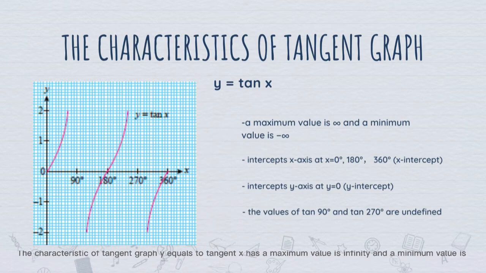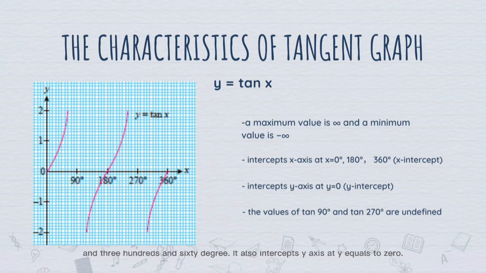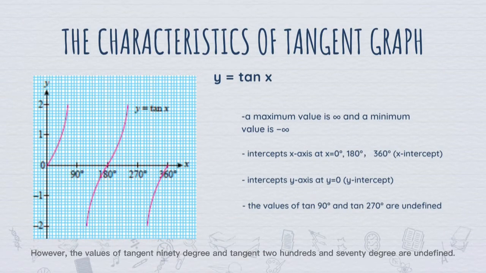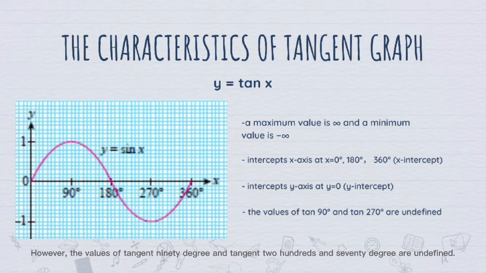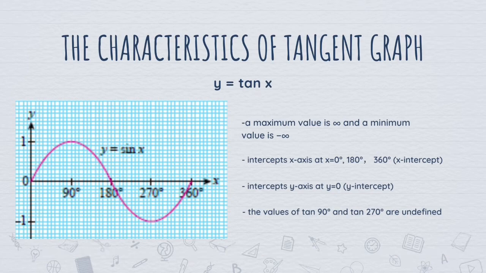The characteristic of the tangent graph, y equals tangent x, has a maximum value of infinity and a minimum value of negative infinity. It intercepts the x-axis at x equals 0 degrees, 180 degrees, and 360 degrees. It also intercepts the y-axis at y equals 0. However, the values of tangent 90 degrees and tangent 270 degrees are undefined.